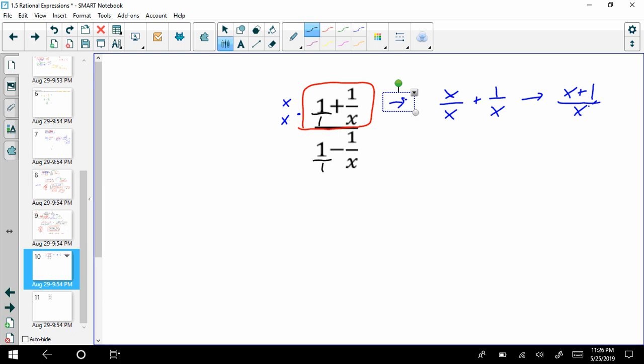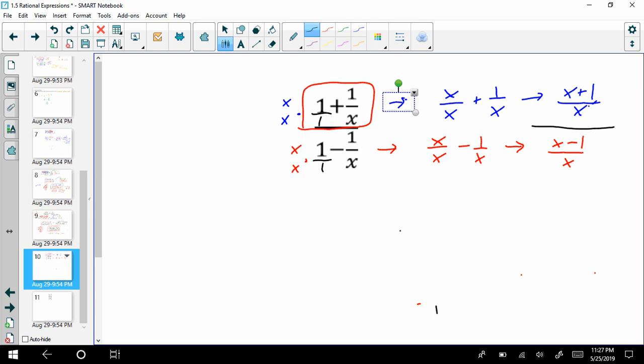Now let's focus on the bottom. Technically this one is over 1. And it would also need a common denominator. This one has a 1, the right one has an x, so I'm going to give it an x. So I would get x over x minus 1 over x. So x minus 1 over x. And now both of them are still being divided, so I still have a mess.